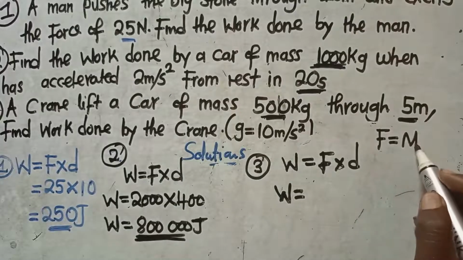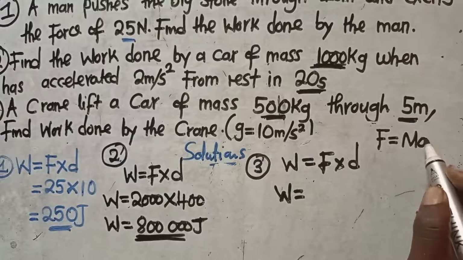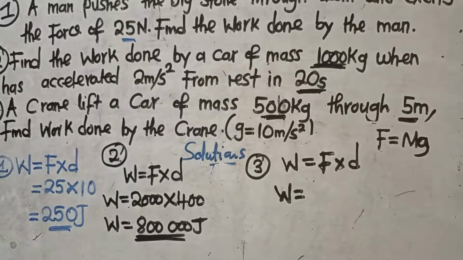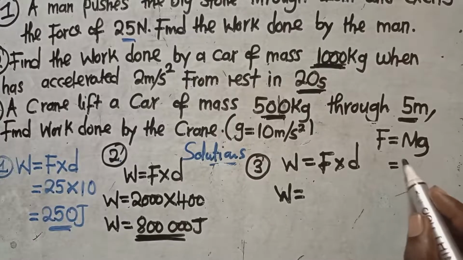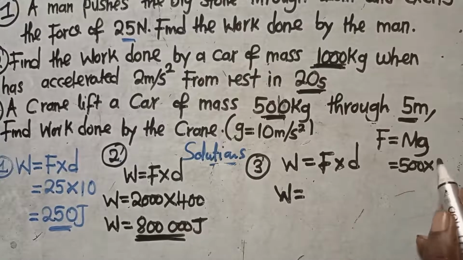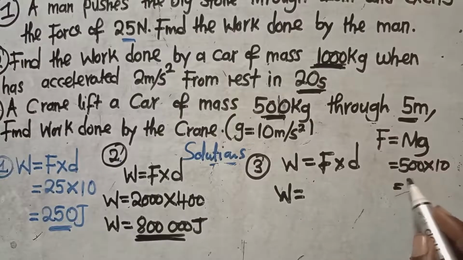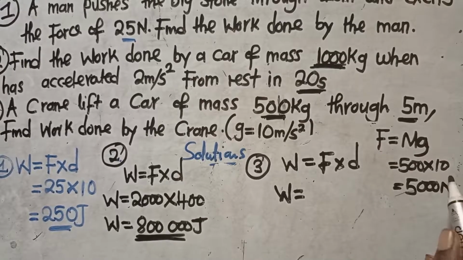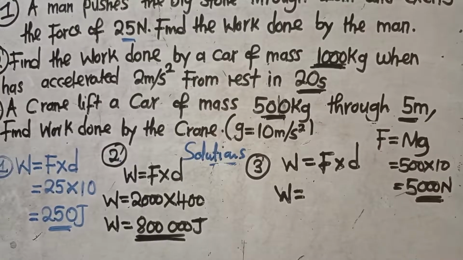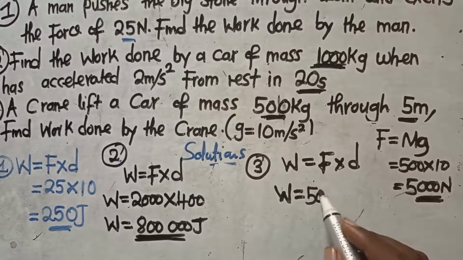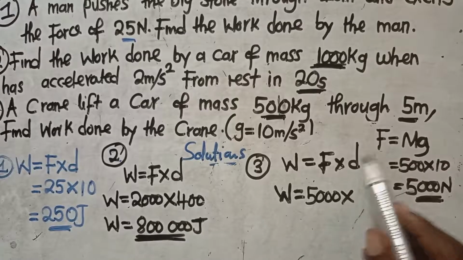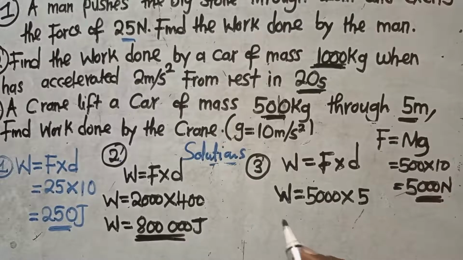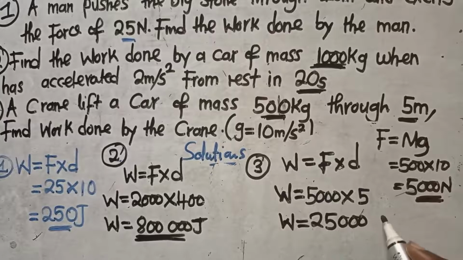Force is equal to mass times acceleration. If acceleration is not given, it can also work as gravity. So mass is 500 times 10. Then the answer we are getting is 5,000 newtons. So this is the what? This is the force. I put there 5,000 times the distance 5 meters. I put 5 there. So meaning that the answer is 25,000 joules. This is the work done. This is what you are supposed to do.